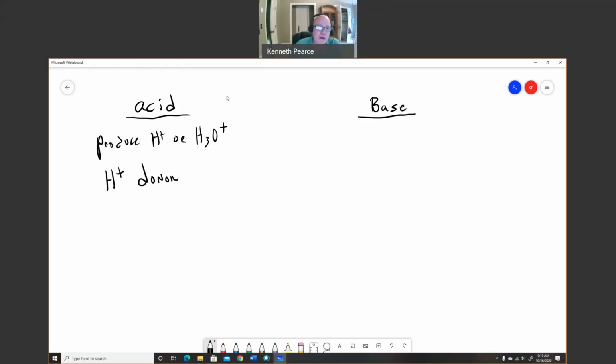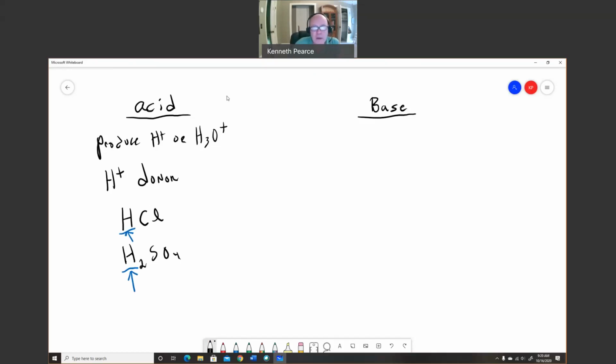Okay, now how can you tell if you have an acid? Well, the big giveaway is if it has an H in the front. So these are two acids, hydrochloric acid and sulfuric acid. And if you look, what's the same about both of these? It has an H in the front.